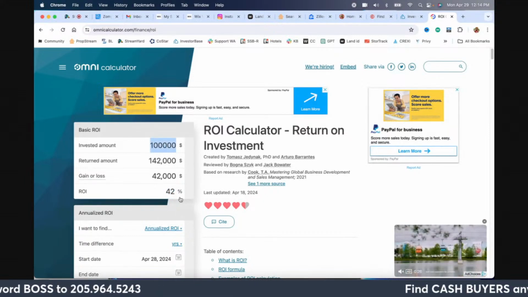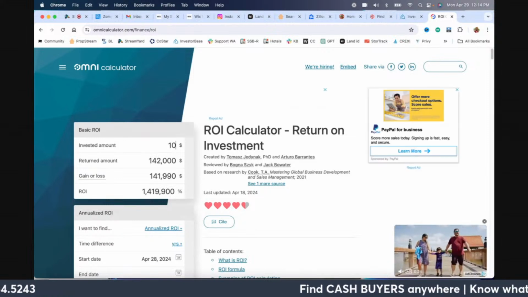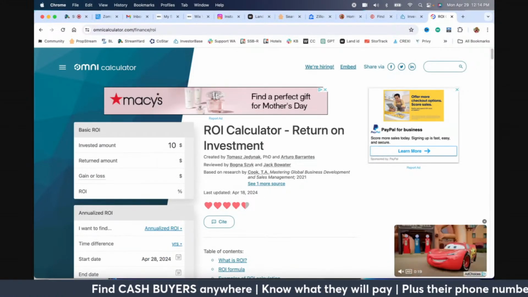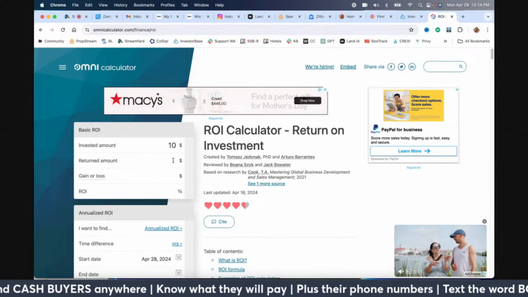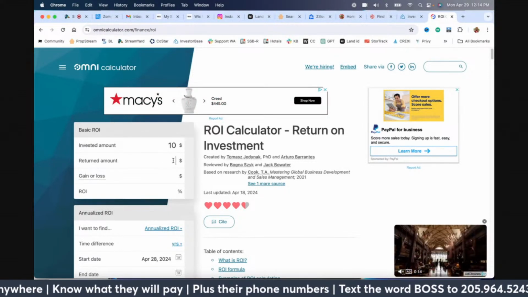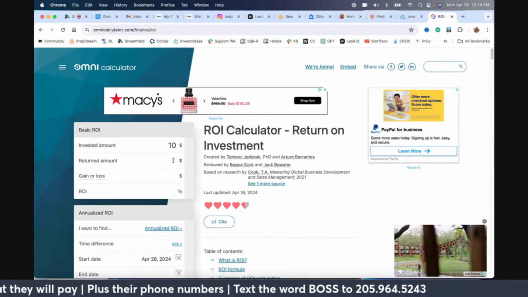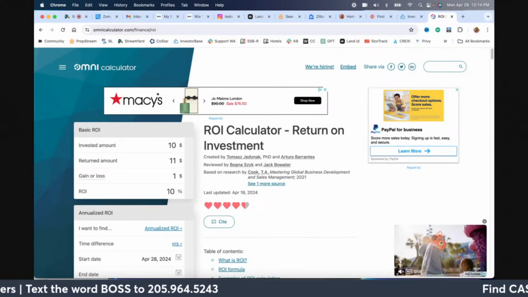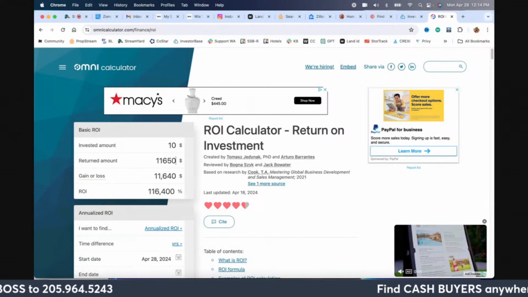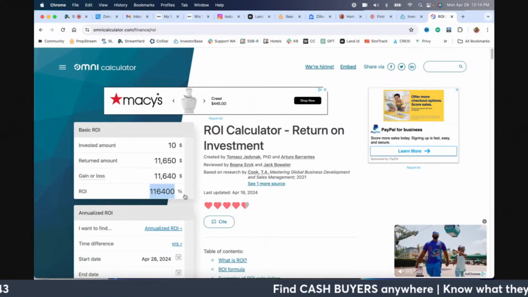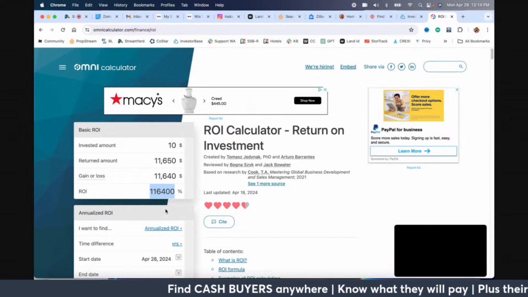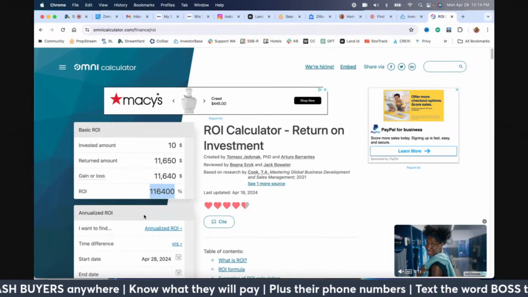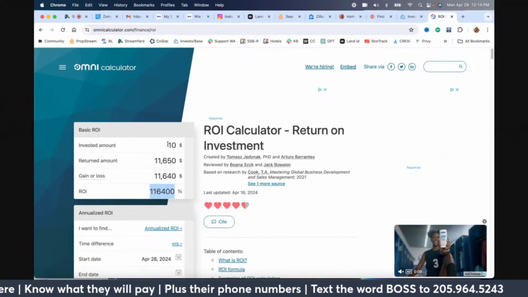So let's say you spent $10 locking up an agreement. You spend $10 wholesaling something, and you make, let's just say, 11,650, right? That's the money that you're getting back. Look at that ROI. 42% versus 116,400%.